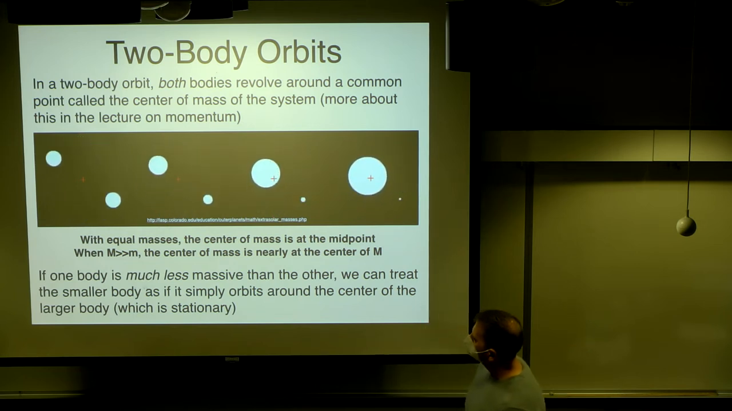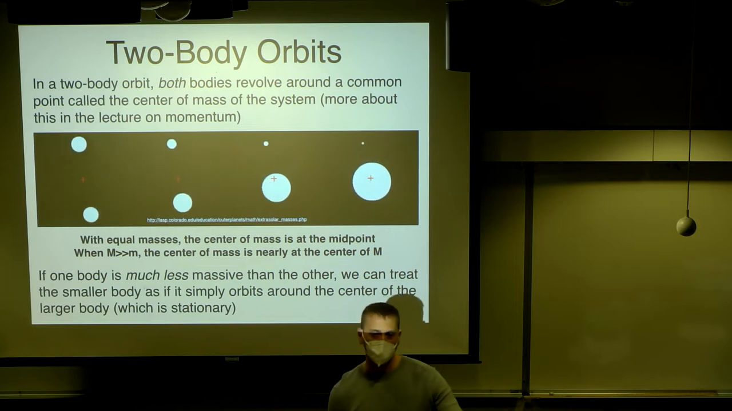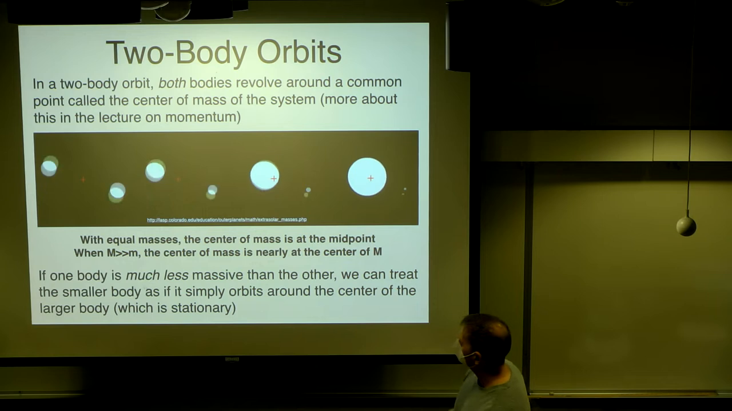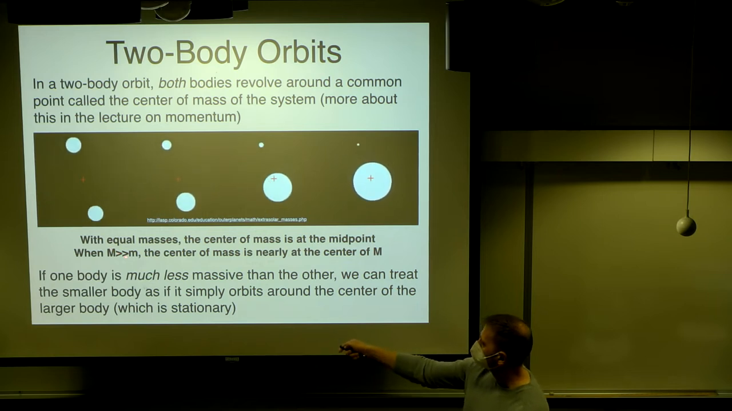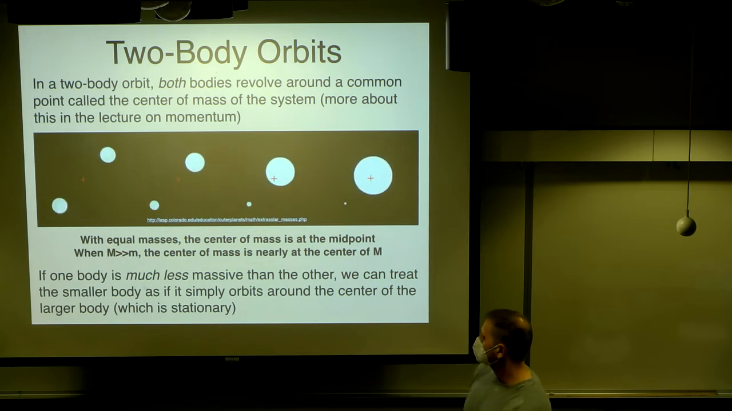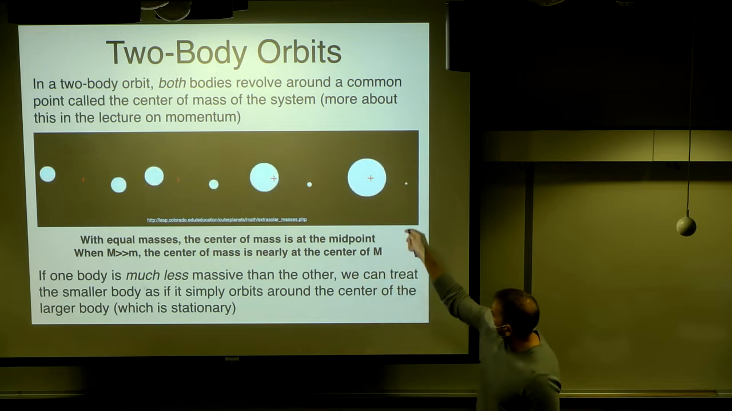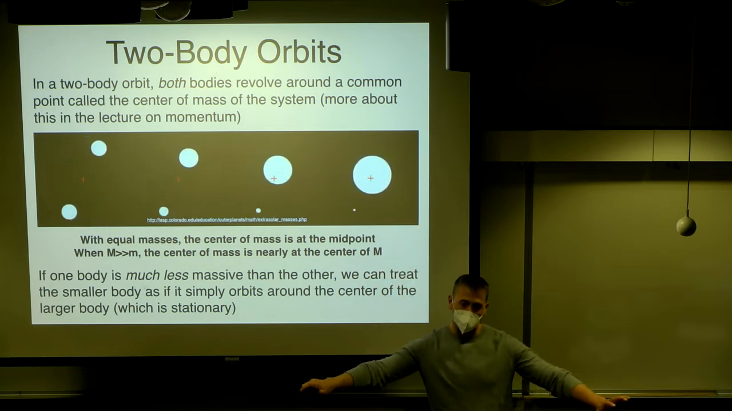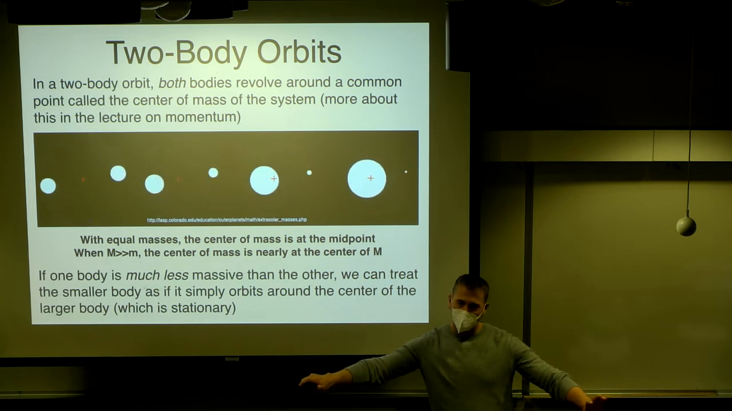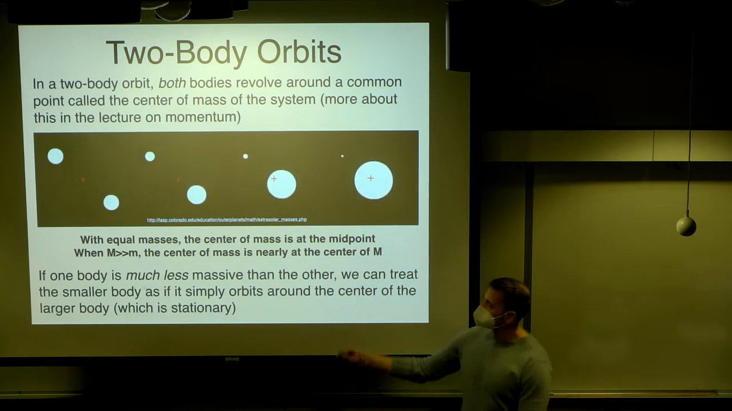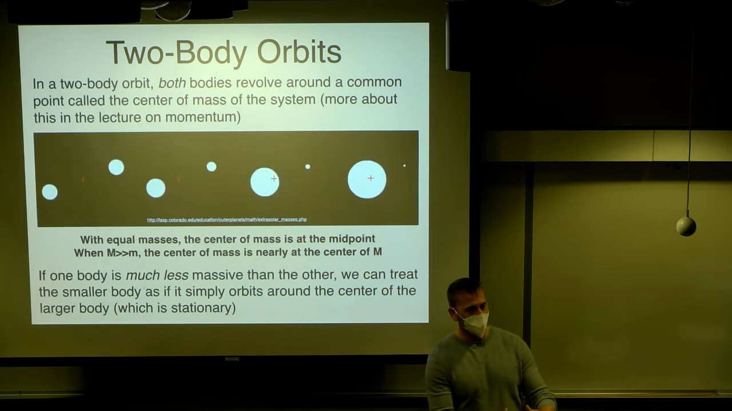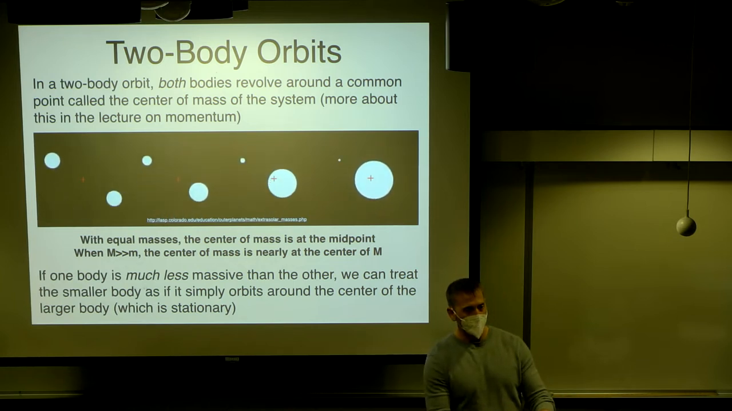If we have a two-body orbit where one of the masses is much, much bigger than the other, the way we write this is big M, the bigger mass, is much, much bigger than little m. We could treat it as if it's just the little mass orbiting the big mass, and the big mass is stationary, okay? But keep in mind that's not exactly true. In general, what's going on is they're both orbiting that common center of mass point, okay?